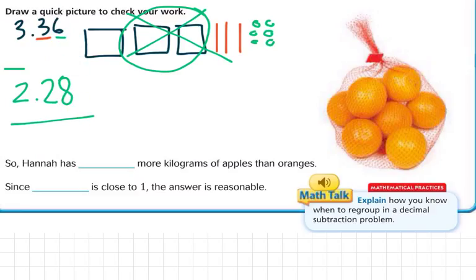If you look here, what we have to do is take away 8 hundredths from the 6 hundredths that we have. So let's cross it off. 1, 2, 3, 4, 5, 6. Uh-oh, we can't do that. So what we're going to do is take one of those tenths and trade it for 10 hundredths.